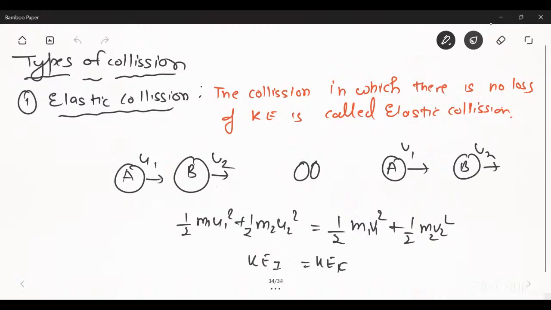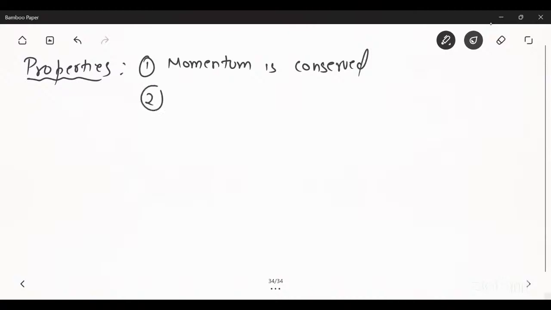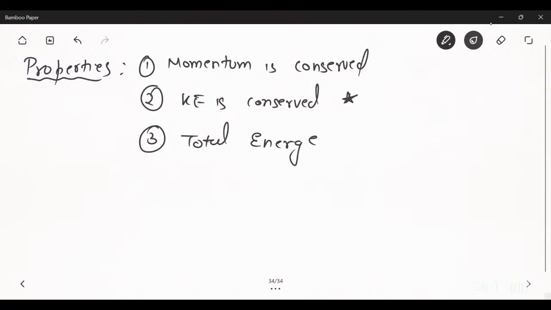Okay. So what are the properties of elastic collision? First property is momentum is conserved. Momentum is conserved in all types of collision. Main point is that kinetic energy is conserved in elastic collision. That is important. Third, if kinetic energy is conserved, total energy is also conserved, as in any type of collision. So total energy is conserved.